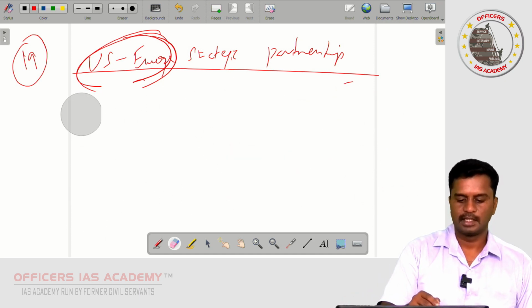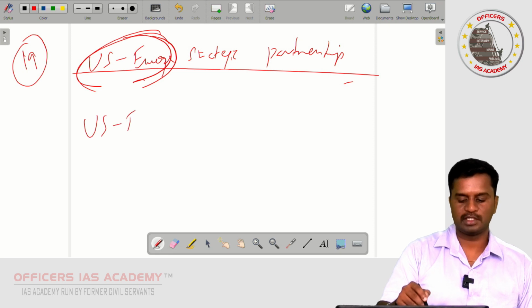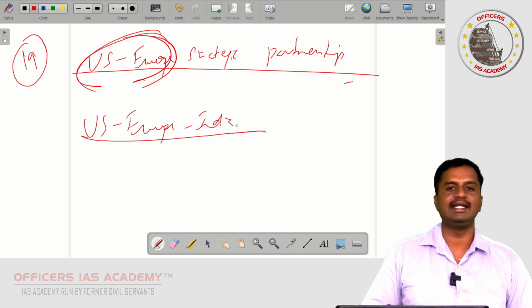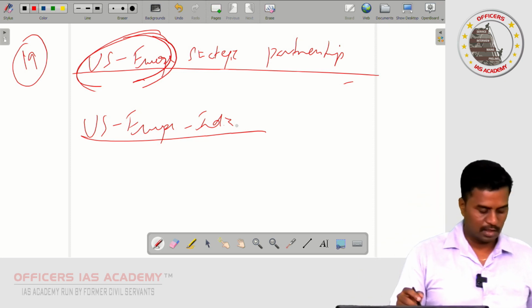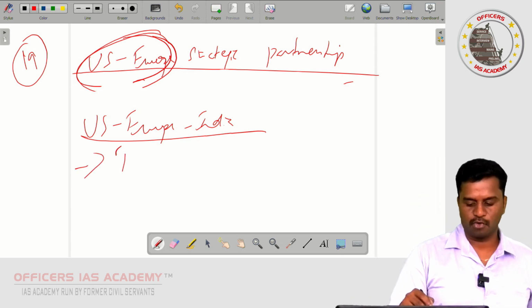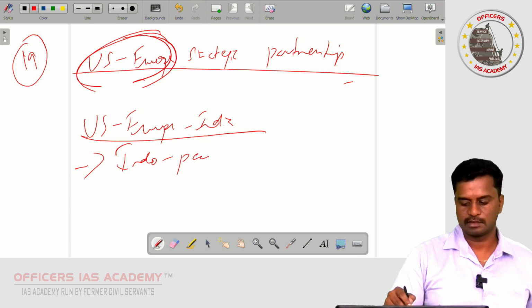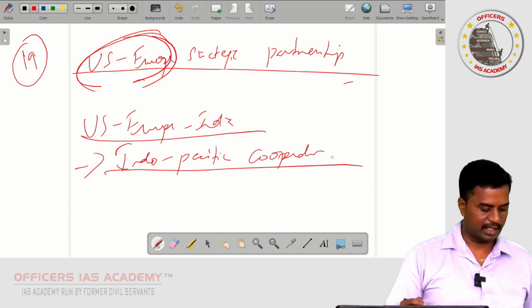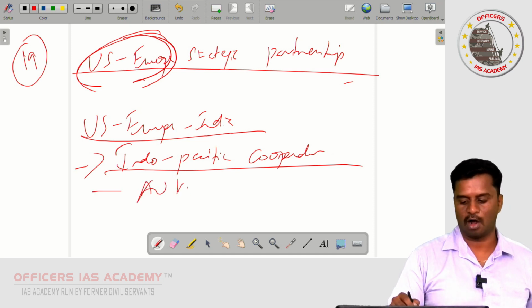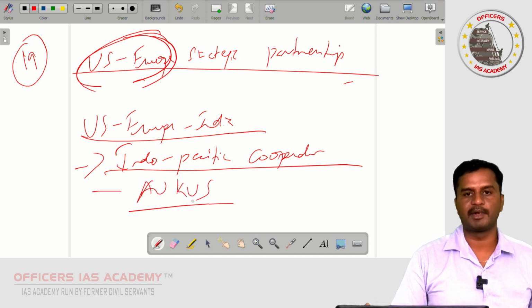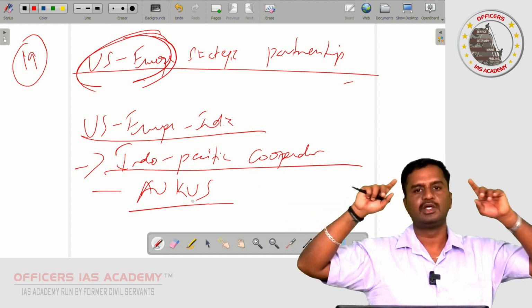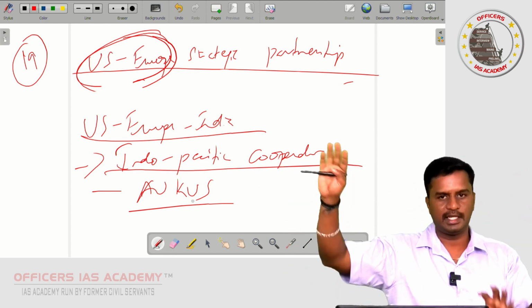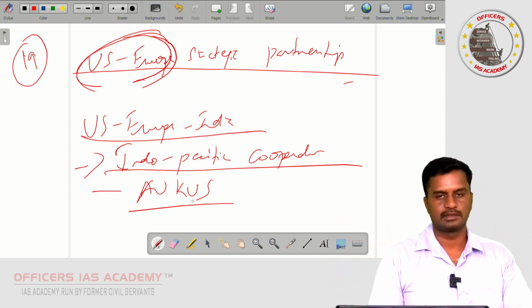Apart from this, India, US and Europe can work for shared interest and goals. One shared area of cooperation is the Indo-Pacific region. Mention it. Here the important areas of cooperation are AUKUS. India is not a member of AUKUS, but AUKUS brings Europe and US into the Indo-Pacific. India can work with AUKUS.